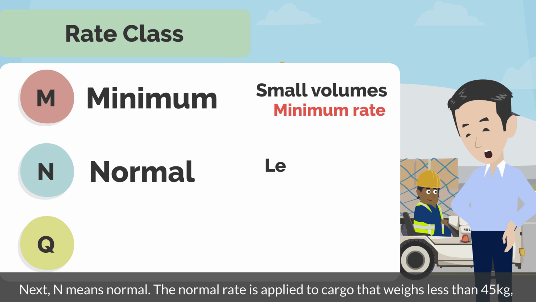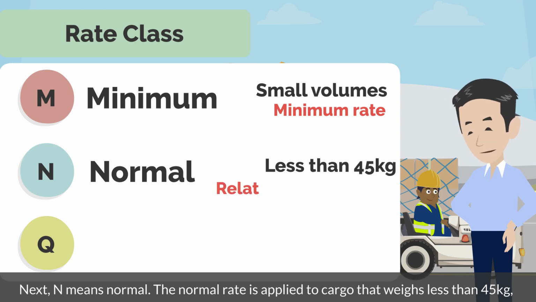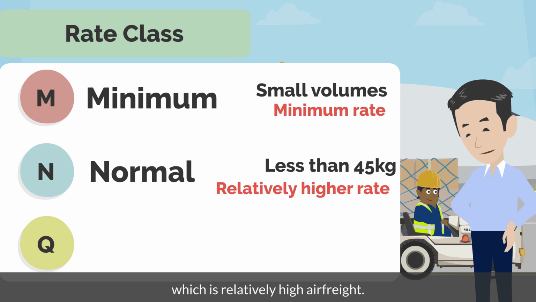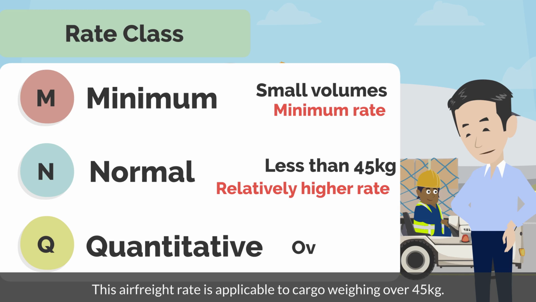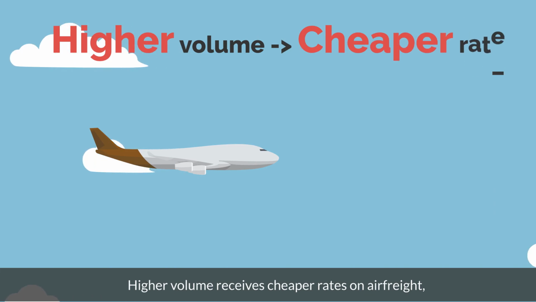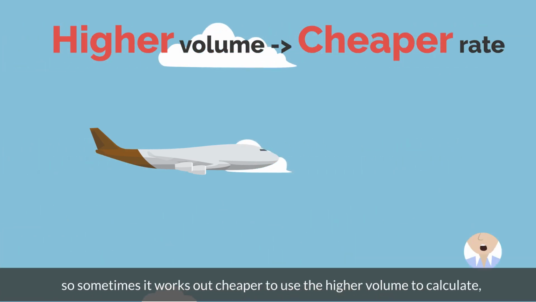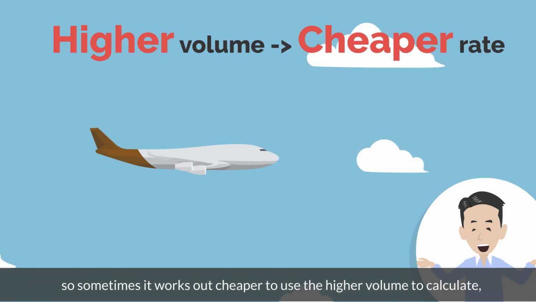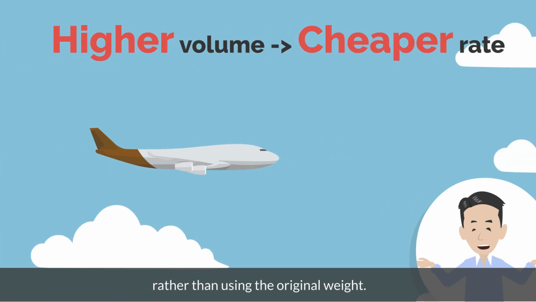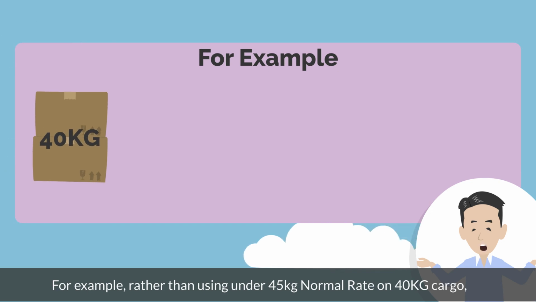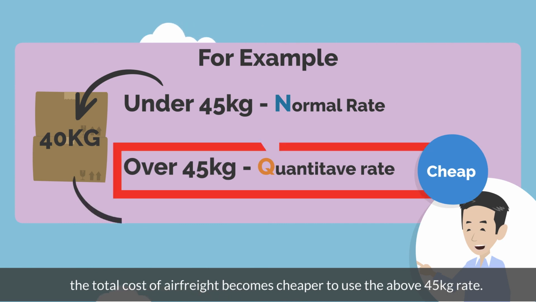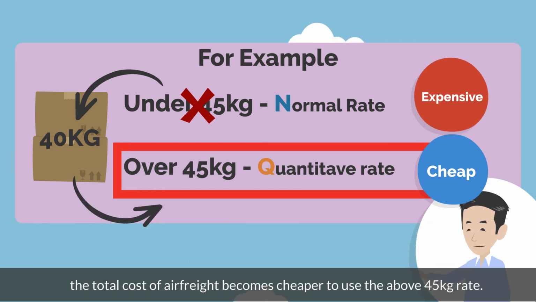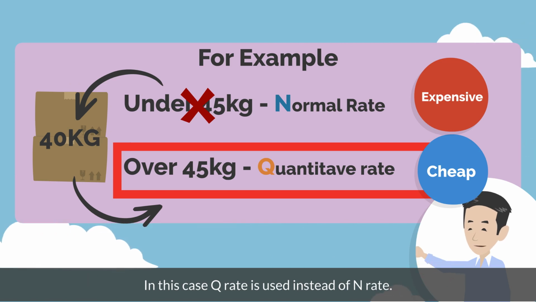The normal rate is applied to cargo that weighs less than 45 kg, which is relatively higher freight. Lastly, Q means quantitative rate. This air freight rate is applicable to cargo weighing over 45 kg. Higher volume receives cheaper rates on air freight, so sometimes it works out cheaper to use the higher volume to calculate, rather than using the original weight. For example, rather than using under 45 kg normal rate on 40 kg cargo, the total cost of air freight becomes cheaper to use the above 45 kg rate. In this case, Q rate is used instead of N rate.